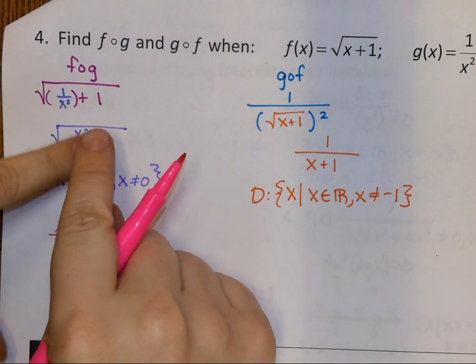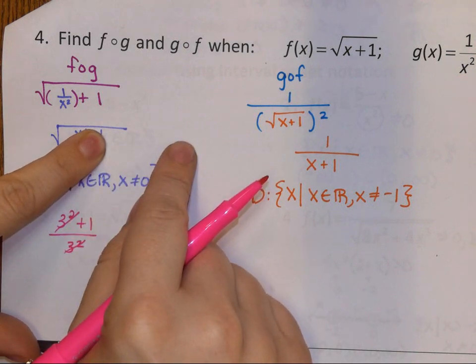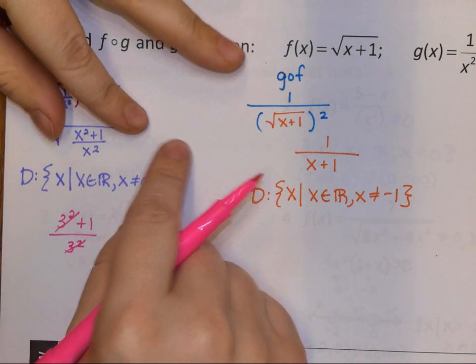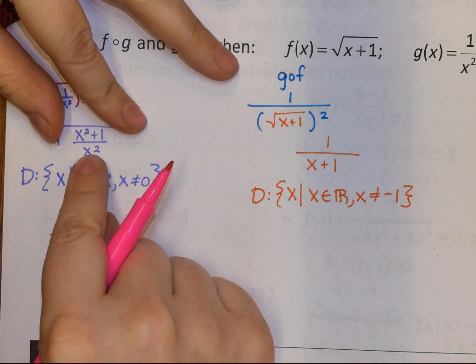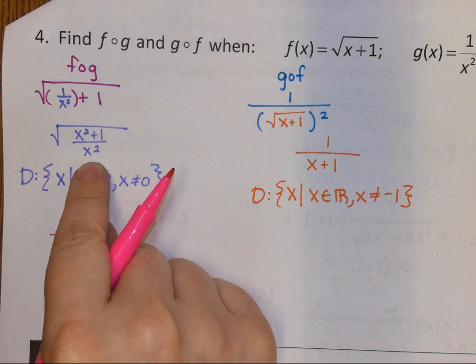We do not get a restriction from the fact that it is a radical because it's never going to be negative. But if I look at just the fraction, if I put 0 in here, I would have 1 divided by 0, which is undefined. Right. That means it's not a real number.